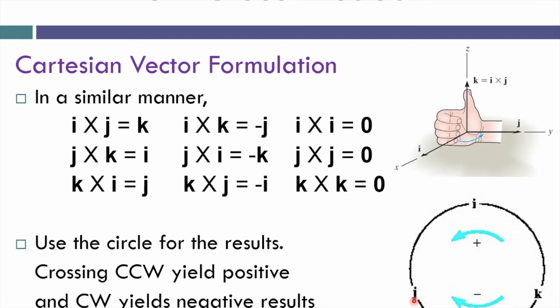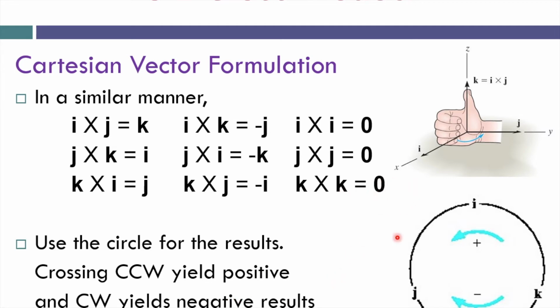And then for negative, j times i will give negative k. Then i times k will give negative j, and then k times j will give negative i. And then i times i equals 0, j times j is 0, k times k is 0.